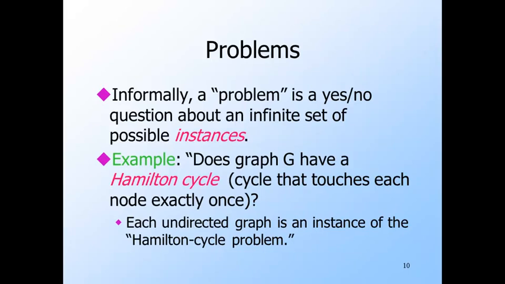The answer to the question implied by the Hamilton cycle problem is yes if there is a Hamilton cycle in the graph, that is a cycle that passes through each node exactly once. For example, here's a graph that happens to have a Hamilton cycle. It's also got some other edges here and there. But the important thing is it does have the Hamilton cycle in which every node appears once.